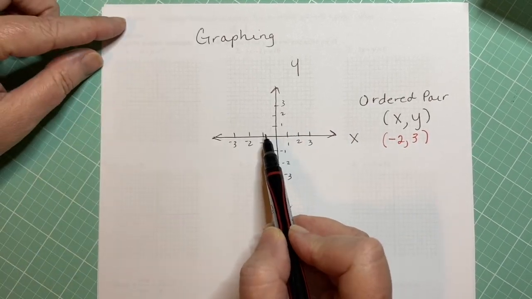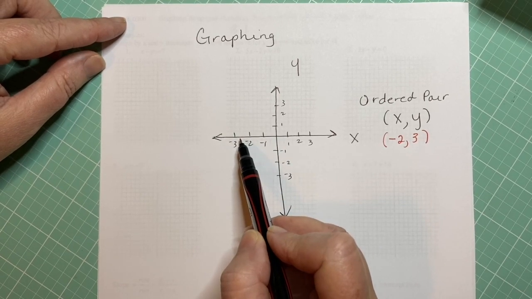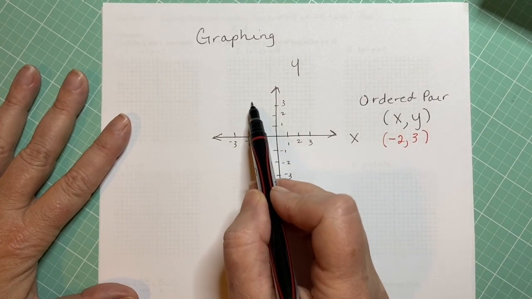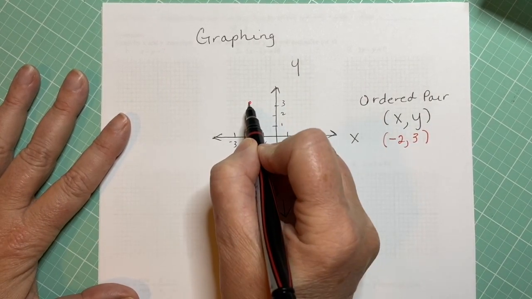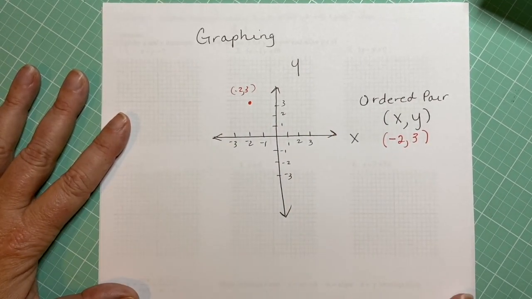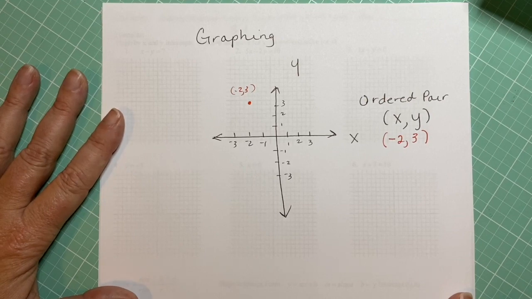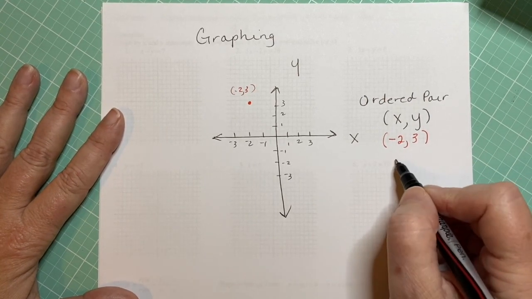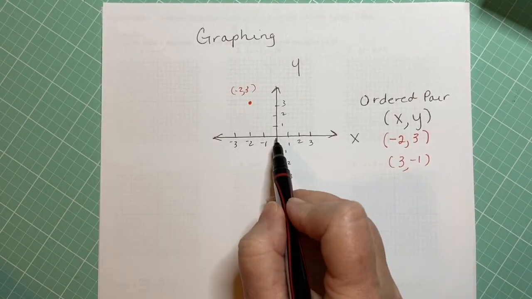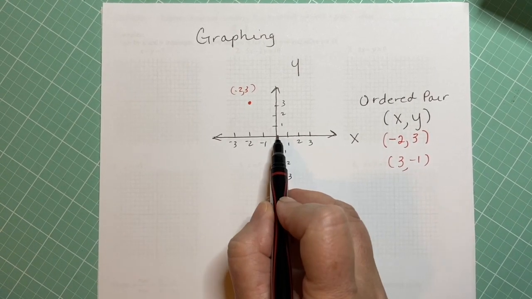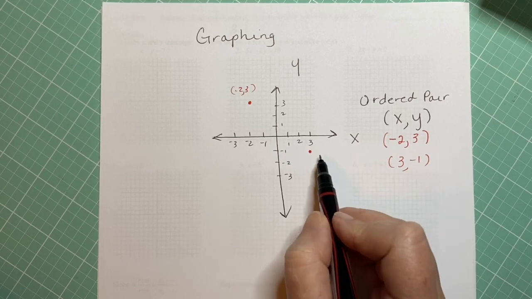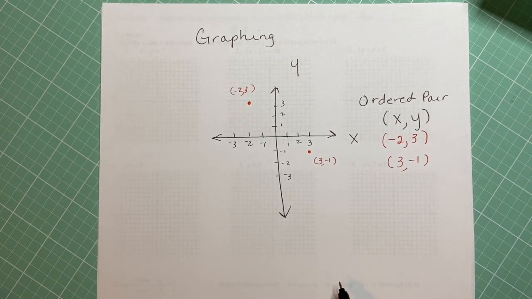So first I'm going to go -2 on the x, but I don't draw my point yet because I've still got to do what I'm supposed to do on the y, and then +3 on the y. And when you do both of those places, that's your point. That's the point -2, 3. Okay, let's try another one. Let's say 3, -1. So for this one, I start here at the origin, or at 0, 0, and I would go over to +3 and then down to -1. And so that's the point 3, -1.